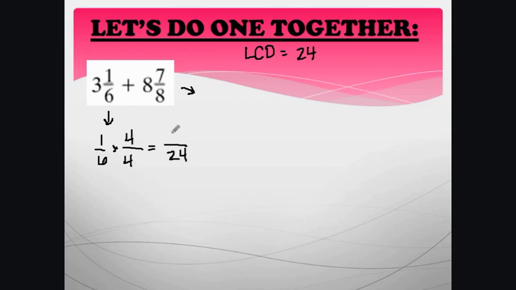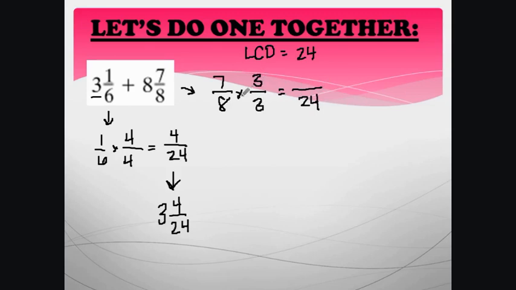Then we're left to multiply our numerators. 1 times 4 equals 4. So then I'm going to tack on our whole number of 3. So I'm going to rewrite that to be 3 and 4 over 24. I'm going to let that be, and now I'm going to write an equivalent fraction of 8 and 7/8 so that it has a common denominator of 24 as well. So we have 7/8. We need to multiply that by a fraction so that our denominator is 24. 8 times 3 equals 24. And what we do to our denominator, we also do to our numerator. 7 times 3 is 21. And I'm going to tack on our whole number, which is 8.